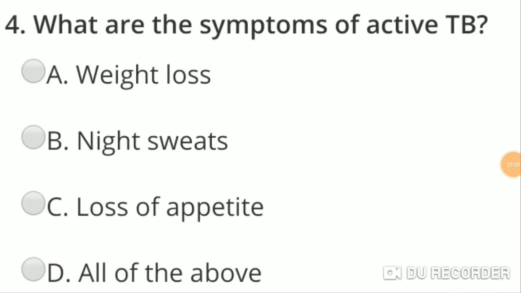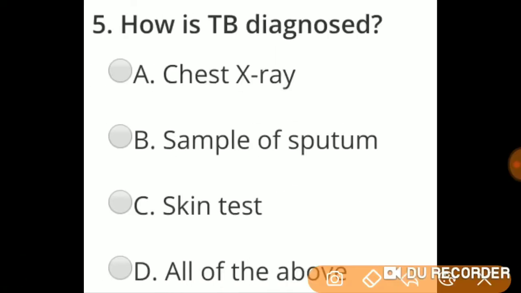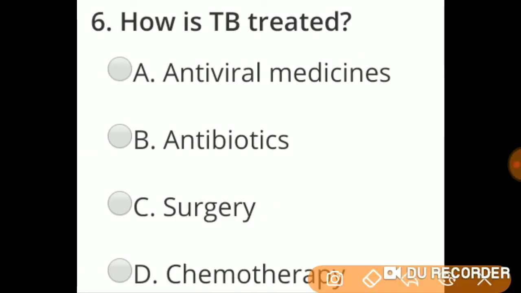Okay. Now, what are the symptoms of active TB? Weight loss, yes. Night sweats, yes. Loss of appetite, yes. So all are active TB symptoms altogether. Now, how is tuberculosis diagnosed? By chest X-ray, yes. By sample of sputum or skin test, yes. So go for all. TB is diagnosed by all. Now, how is TB treated? TB is treated by antibiotics.